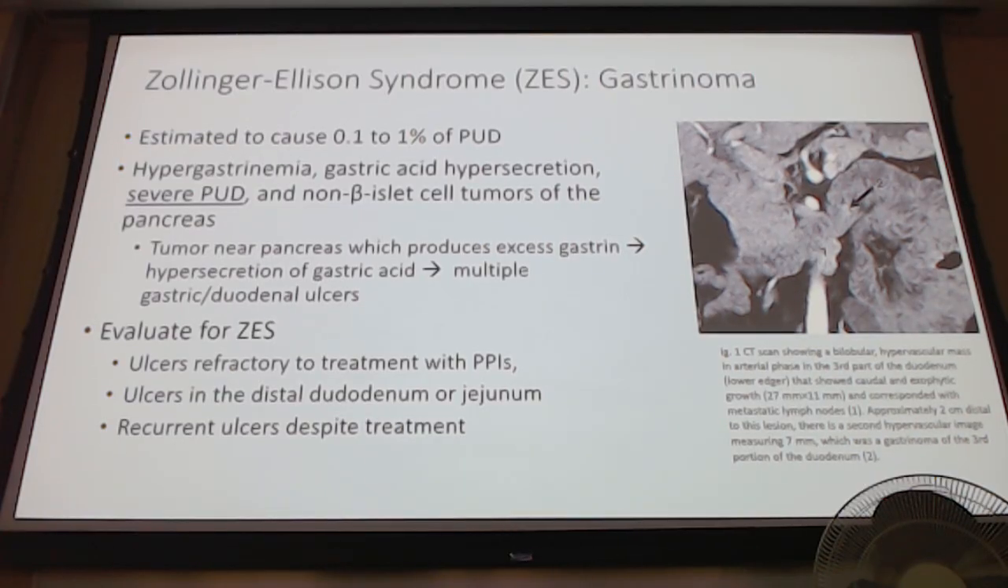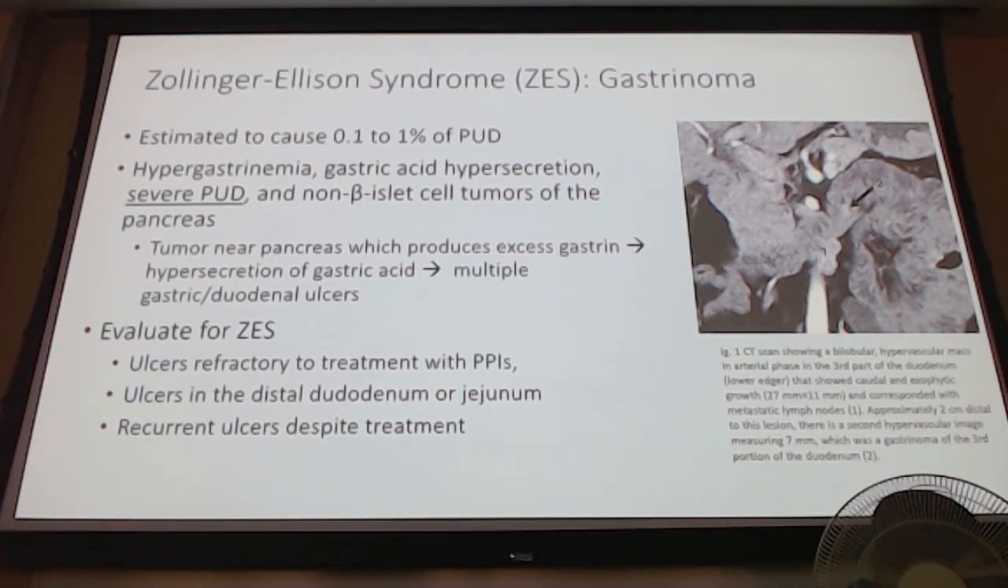It's a gastrinoma, a type of tumor normally near the pancreas that produces excess gastrin, which then causes Zollinger-Ellison syndrome. We're going to call it ZES from now on. So you have ulcers refractory to treatment, ulcers in the distal duodenum or jejunum.